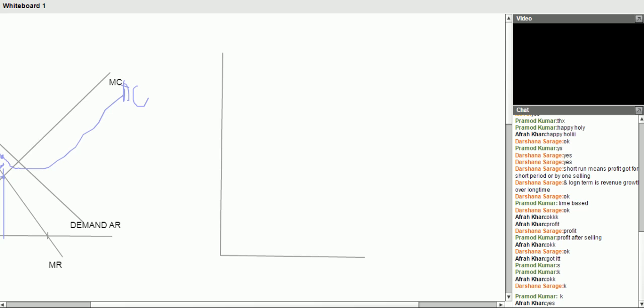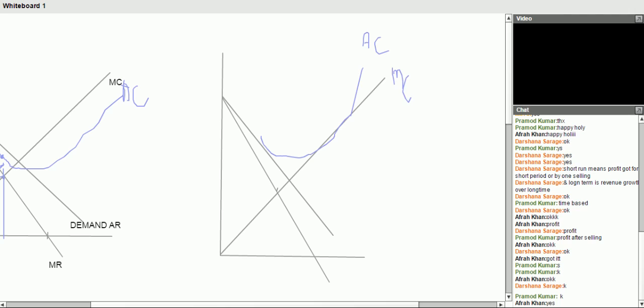The first thing is the demand line. The second thing is the marginal revenue line. The next thing is the marginal cost line. Then after this is the point of equilibrium. So from this, what is left is the cost line. Now average cost in this case will be something like this. Average cost. This is marginal cost. This is demand. This is marginal revenue. So this is the point of equilibrium.